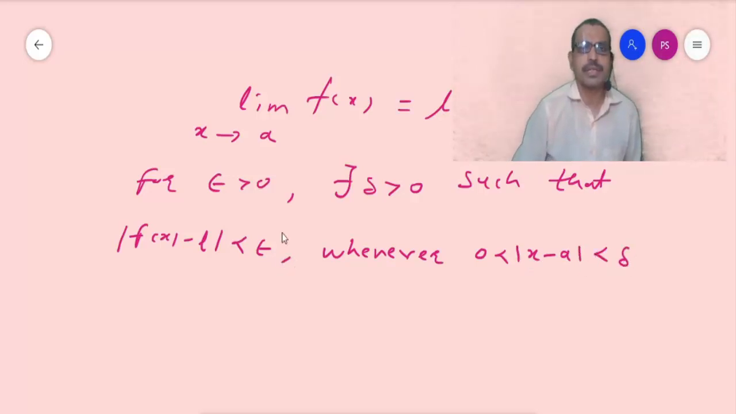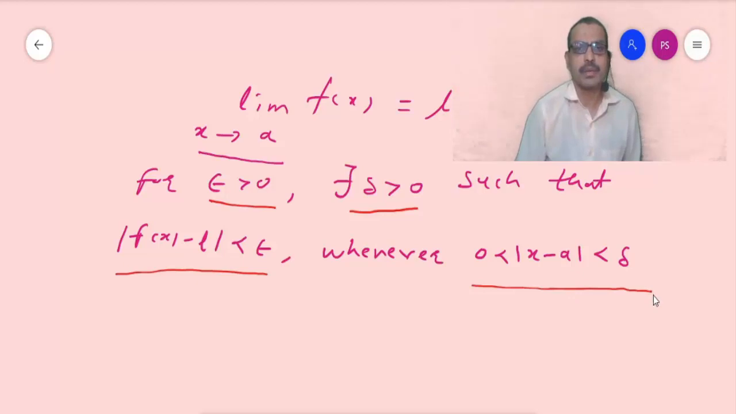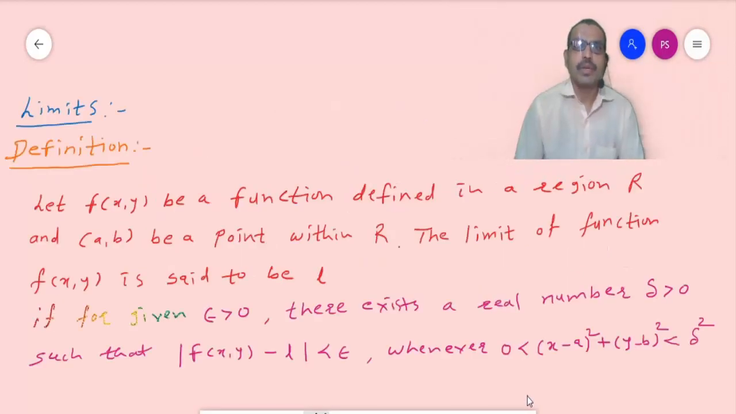In this definition, the limit of function f of x is equal to L as x approaches a. For given epsilon greater than 0, there exists delta greater than 0 such that mod f of x minus L less than epsilon whenever 0 less than mod x minus a less than delta. This is the definition of the limit for one variable. Now we define the definition of the limit for two variables.